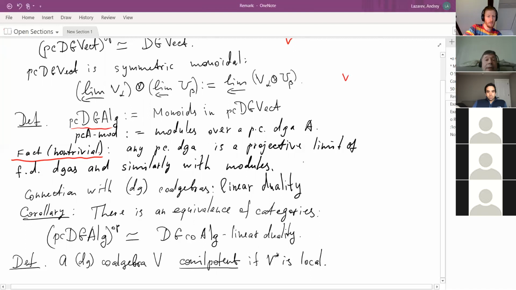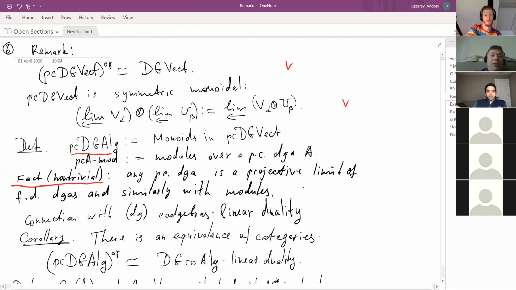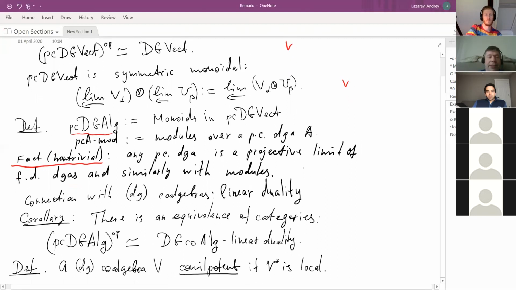Can I ask a quick question? Yep. Did you define pseudo-compact differential graded vector spaces just as the opposite of differential graded vector spaces, or can you repeat the original definition? You can define it like that. I defined it slightly differently, but really almost tautologically the same. If you like to take this as a definition, you should be able to. Just the opposite to the category of differential graded vector spaces.